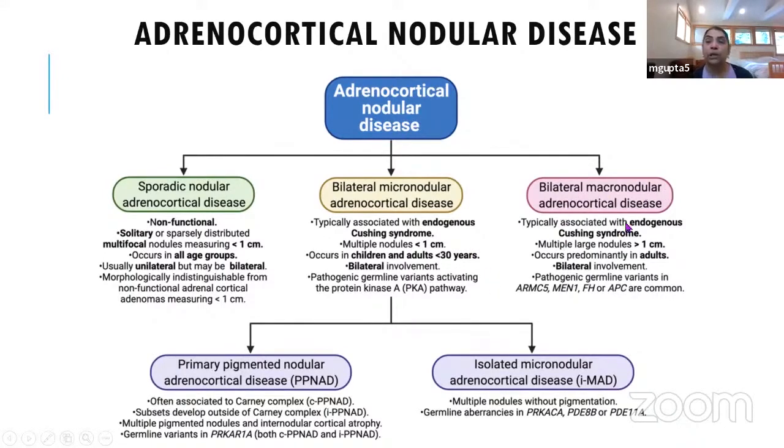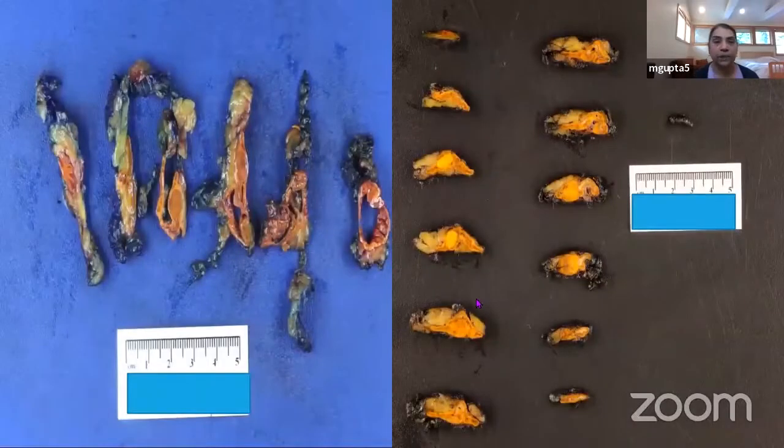Bilateral macronodular adrenocortical disease, even I haven't seen a case yet, but it's a disease where the nodules are larger, more than 1 centimeter, and these lesions occur in adults. The pathogenic germline variants here are ARMC5, MEN1, fumarate hydratase, and adenomatous polyposis coli syndrome type mutations.